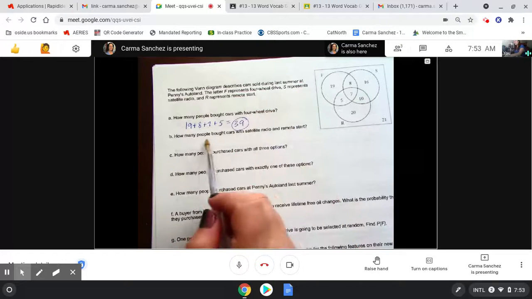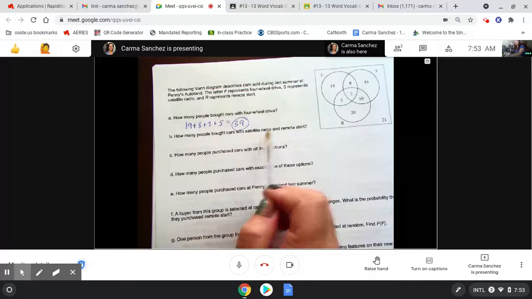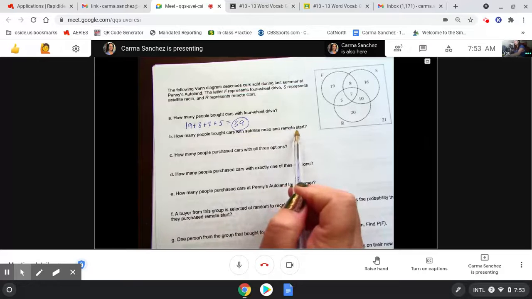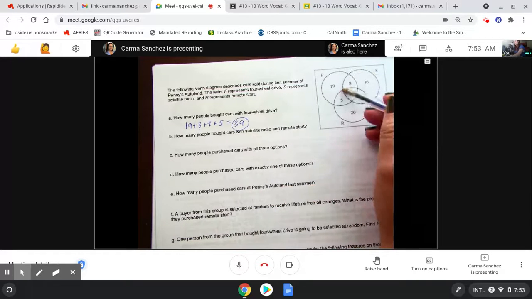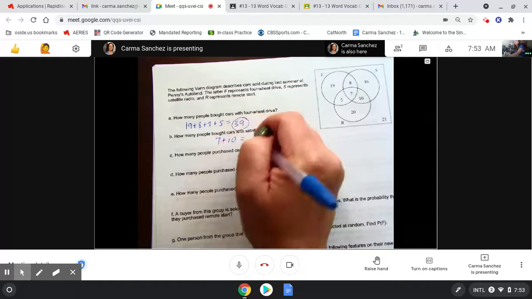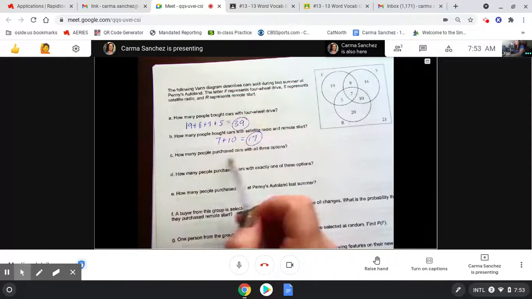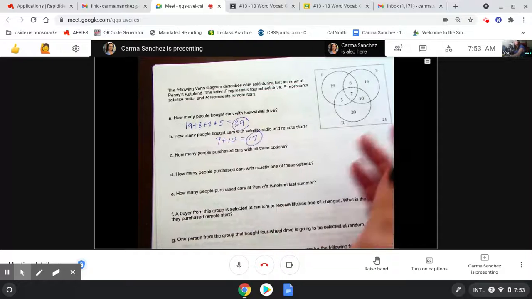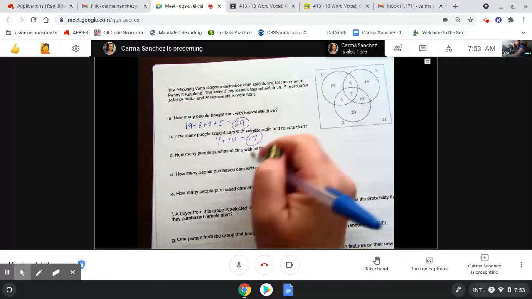How many people bought cars with satellite radio and remote start? So we're looking at the intersection between the satellite radio and the remote start. So this little wedge of satellite and remote start has 7 plus 10. Do you see it there? How many people purchased cars with all three options? That's our center number, 7.